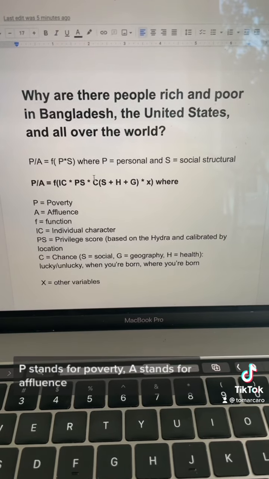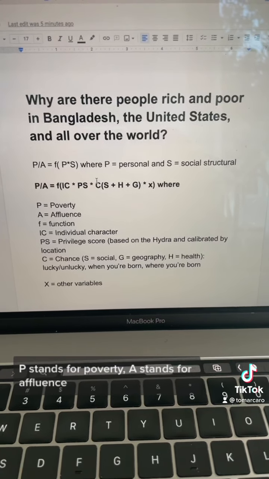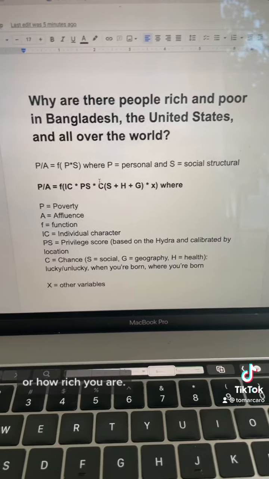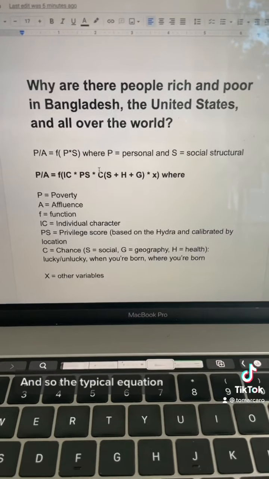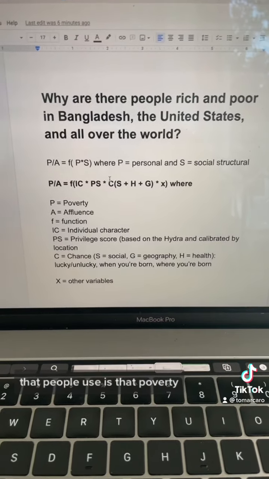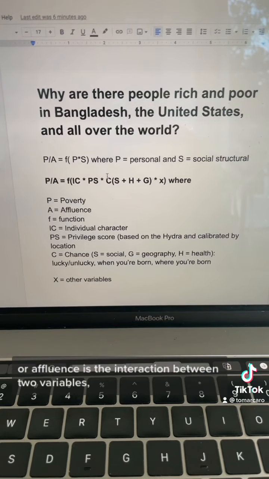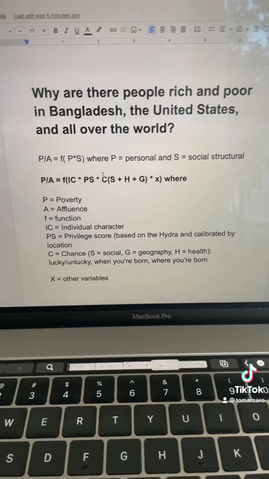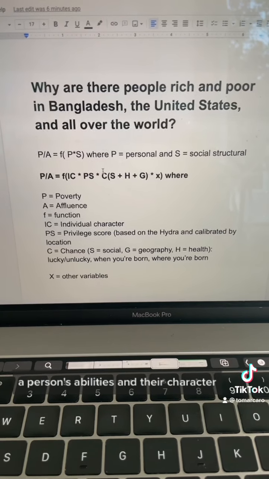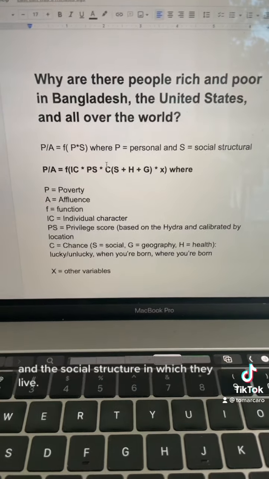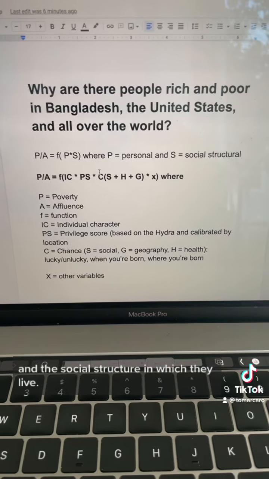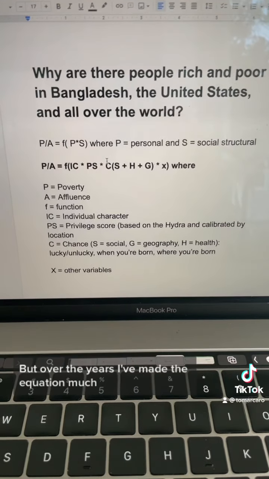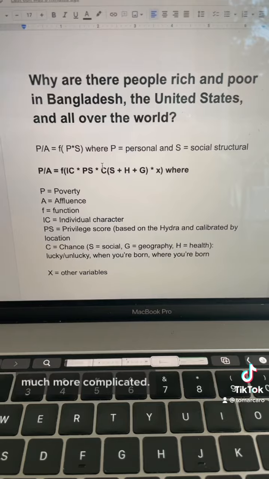P stands for poverty, A stands for affluence, or how rich you are. And so the typical equation that people use is that poverty or affluence is the interaction between two variables: a person's abilities and their character, and the social structure in which they live. But over the years, I've made the equation much, much more complicated.